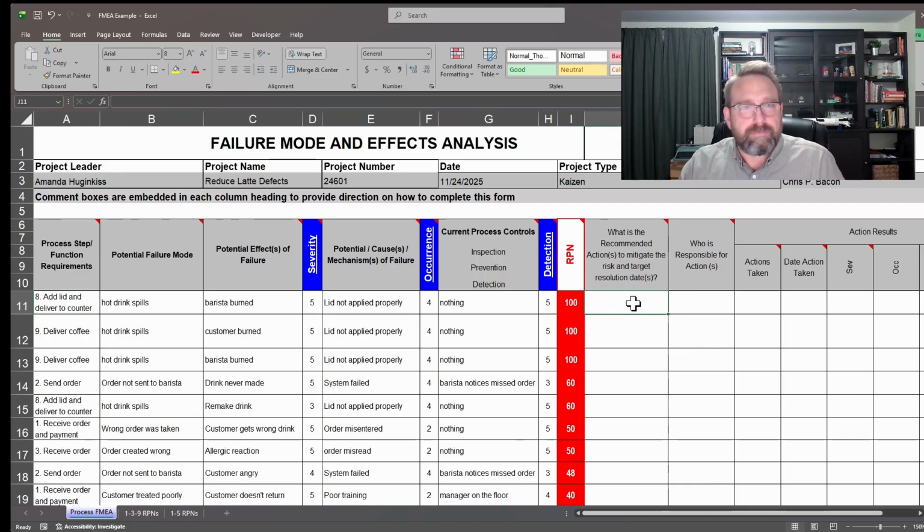And again, we would do this later on in the improve phase, but you kind of take this away, and then now we're coming back. Okay, what are the things that we can do to mitigate this situation where the lid fails? Fortunately, these top 3 are all the same, so we can probably just handle that. So what is the recommended action to mitigate the risk, and then what are the target resolution dates? So you could put the date in here.